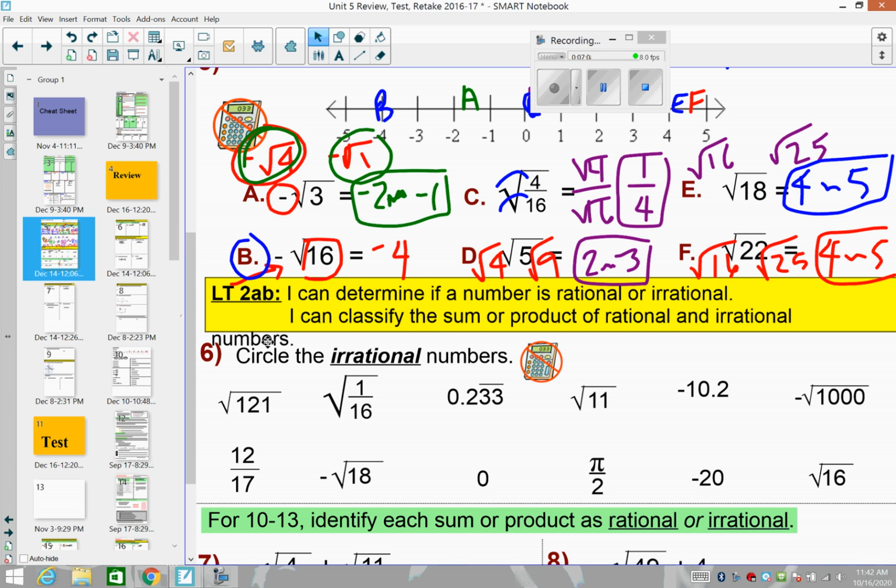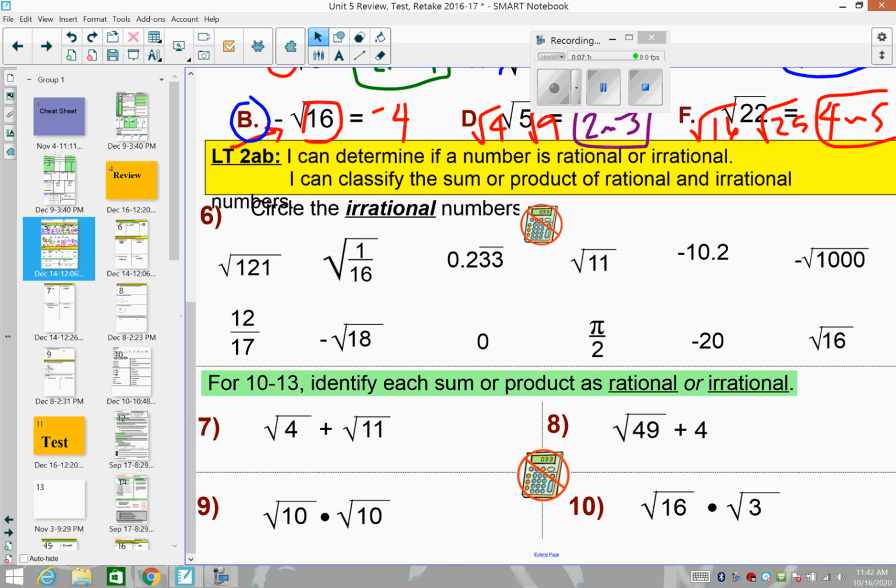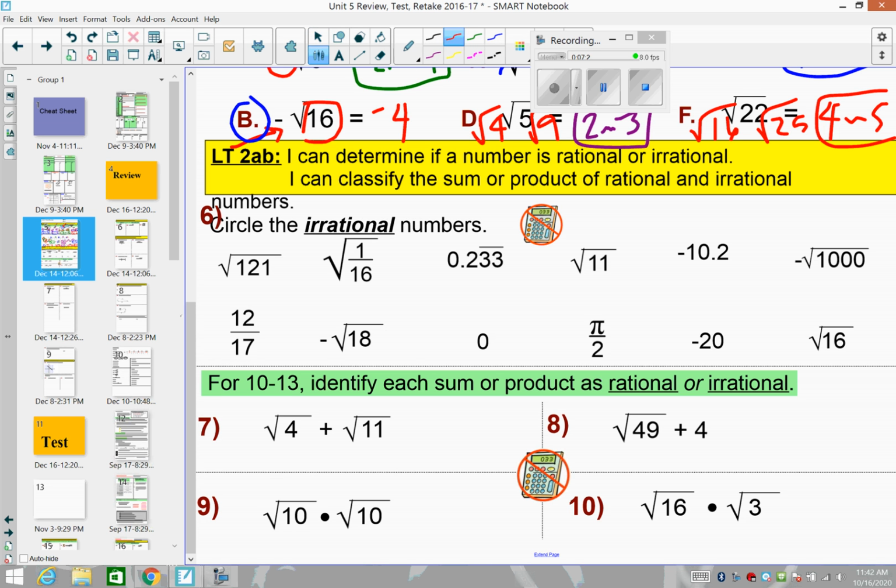All right. Next learning target, I can determine if a number is rational or irrational. I can classify the sum or product as rational or irrational. It does say no calculator as well here. So the square root of 121 is 11. So that would be rational. This is the square root of 1 over the square root of 16. And the square root of 1 is 1. And the square root of 16 is 4. That's a nice fraction. So we're going to call that rational.